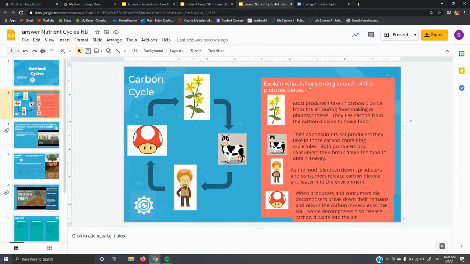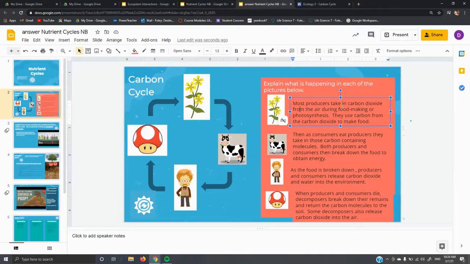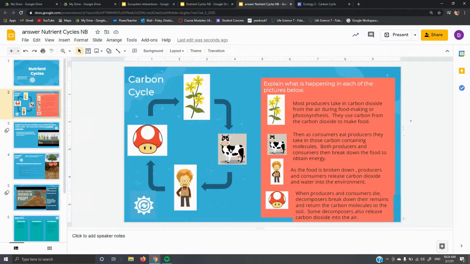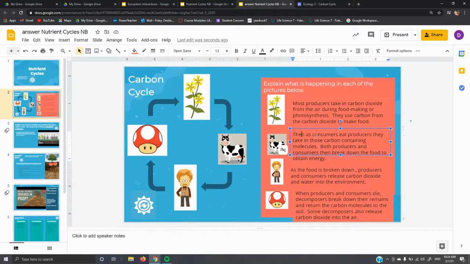We have the producers. Producers take in carbon dioxide from the air. Remember, we talked about photosynthesis during food making, and they use carbon from carbon dioxide to make their food. How do we get the carbon out of the producers? Something eats it, and that is a consumer.